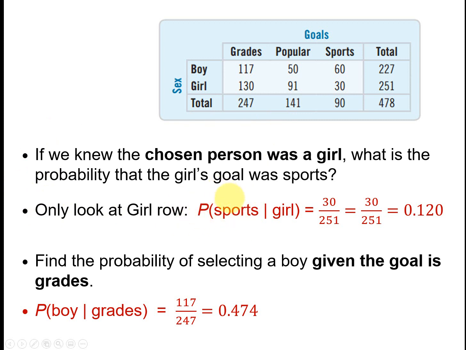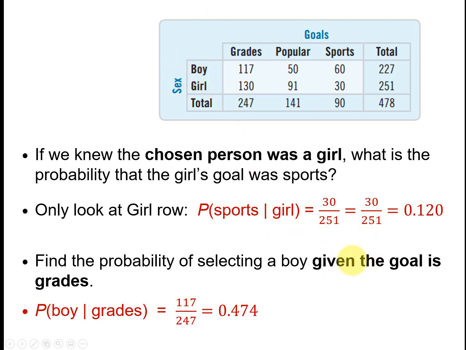Computing this probability of excelling at sports given that we chose a girl, we only look at the girl row because we're given that we selected a girl. So our denominator will be this 251, and looking at the girl row, finding sports, it's going to be 30 divided by 251, and you can see that equals 0.120. And then our next goal is to find the probability of selecting a boy, given the goal is doing well in grades.